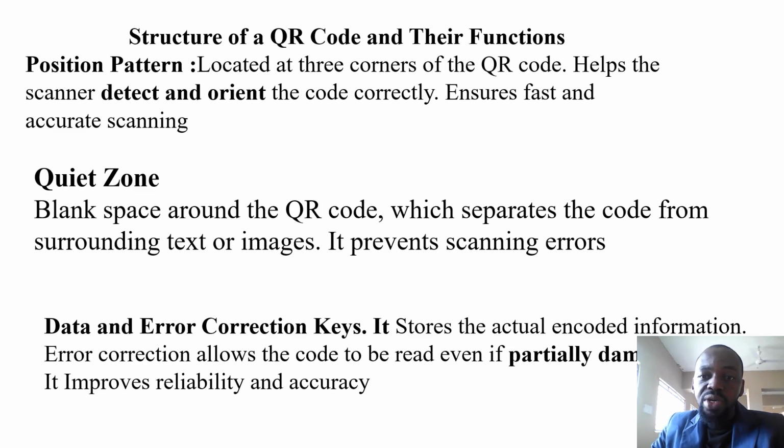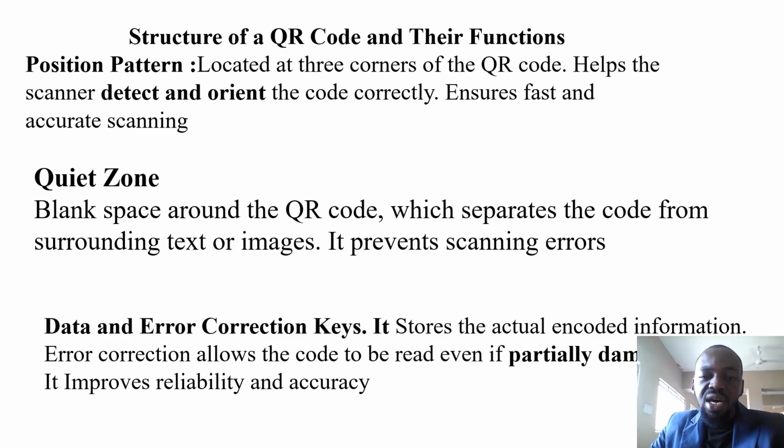For the QR code, there are many parts that you have to find there. One of them is what we call the position pattern, and this one definitely helps us to detect the orientation of the code and ensures that there's accurate and fast scanning. We have what we call the quiet zone. These are just blank spaces around the QR code, at the tail end. It differentiates the surrounding text from the images, so to prevent error.